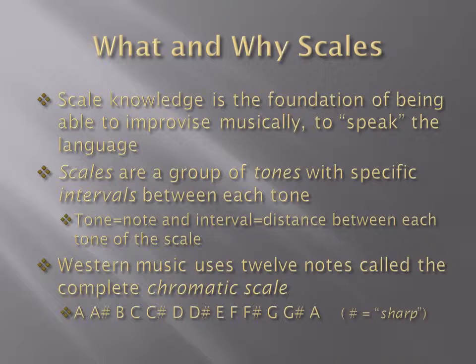Western music uses 12 notes called the complete chromatic scale. Using the sharps we go A, A sharp, B, C, C sharp, D, D sharp, E, F, F sharp, G, G sharp, and A. Chromatic to major scale. The chromatic scale was the 12 notes we just looked at.